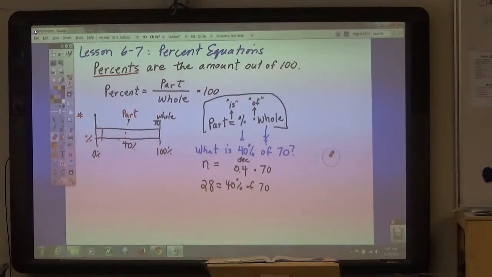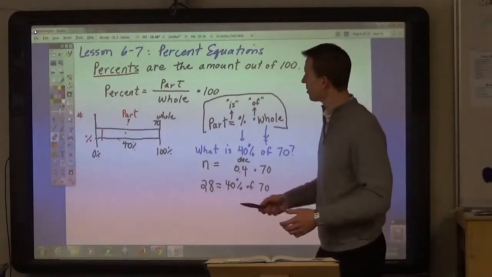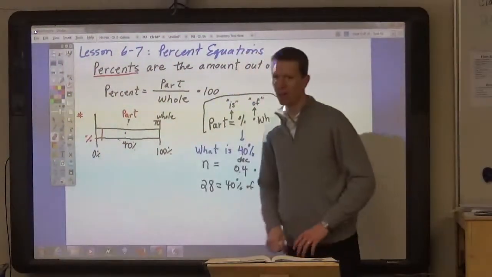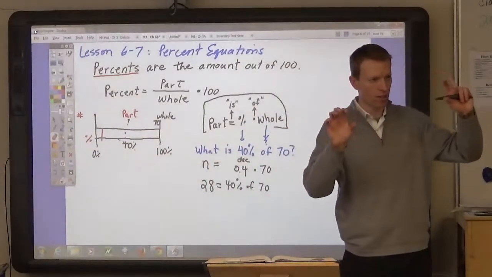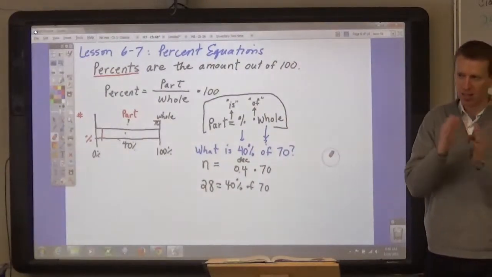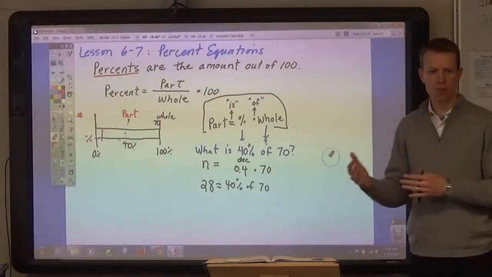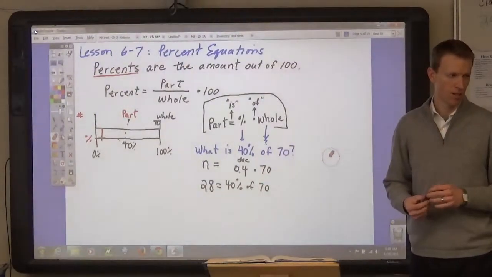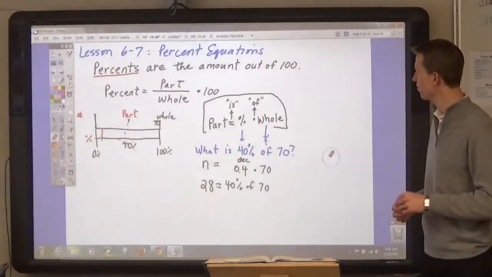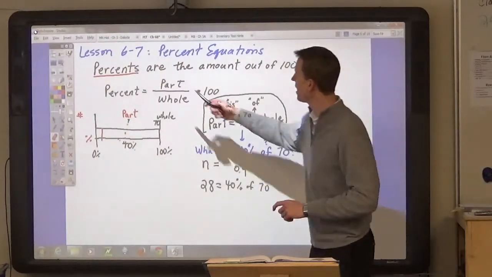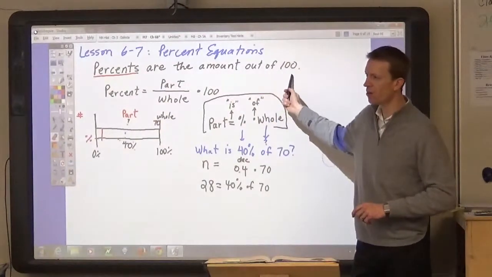So yesterday, 7th graders, we talked about finding percents, or finding amounts, and using a percent model to help us figure out what is the part and what is the whole, what is the percent out of 100. Today we're going to work on more problem-solving questions when we're dealing with percents. All right? Remember, percents are the amount out of 100.